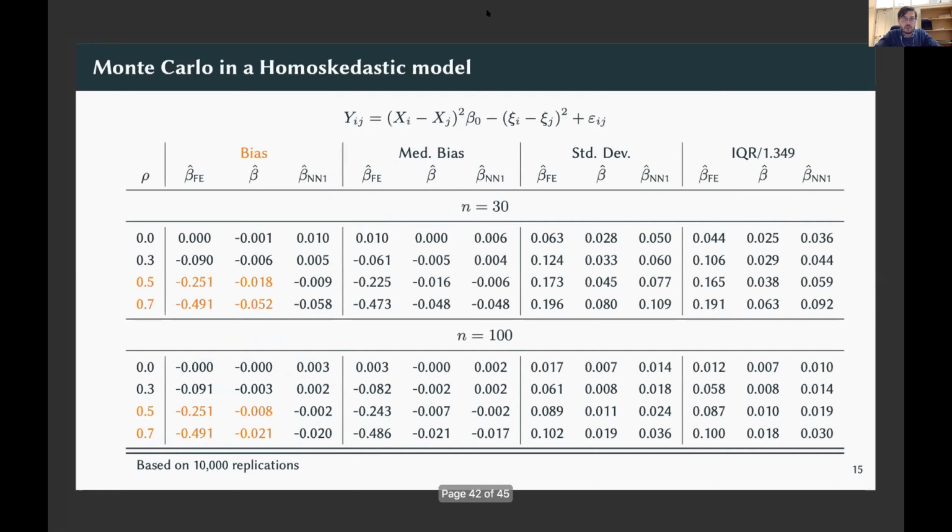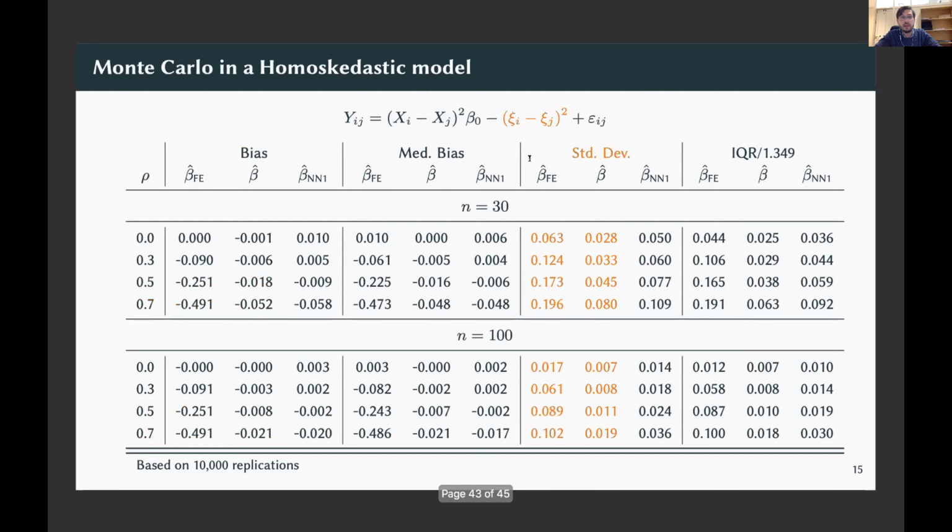So what's going on here? Unsurprisingly, if your x's and xi's are correlated, then the standard fixed effect estimator suffers from the omitted variable bias. It's heavily biased. Whereas my estimator, beta hat, effectively removes the bias even in networks of a very reasonable size. Which is nice.